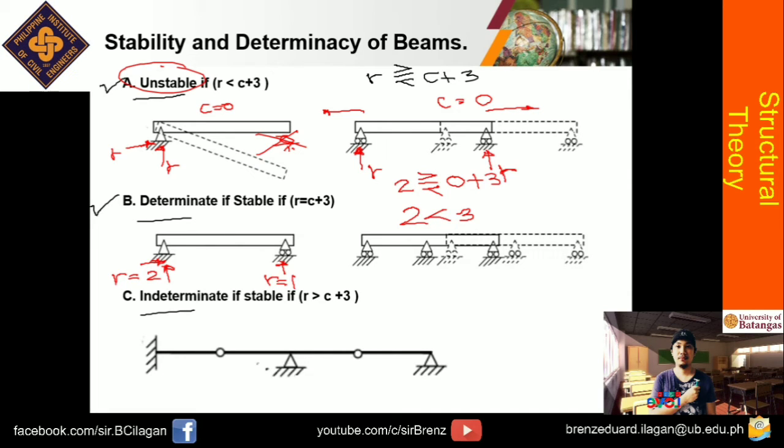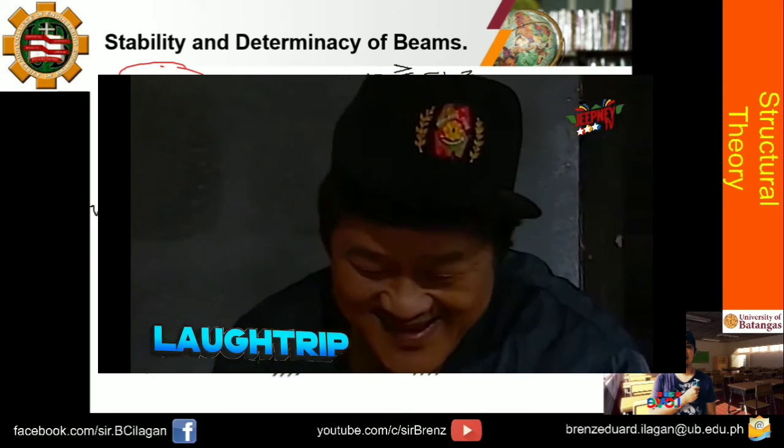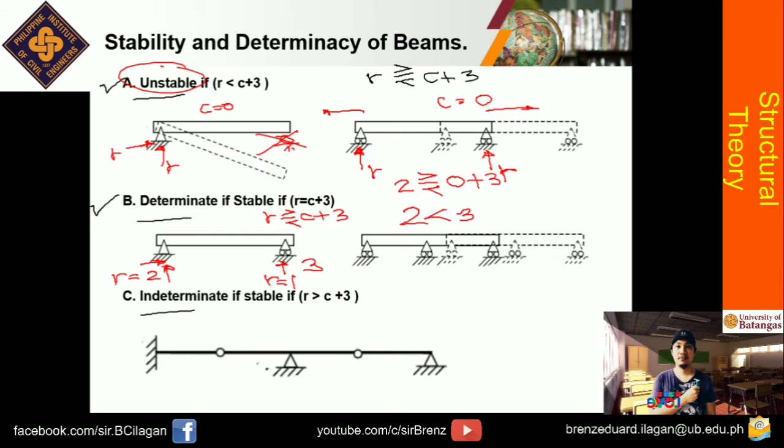So again, by applying the equation R is greater than or equals or less than C plus 3. So ang C natin, as you can see, wala ka naman condition na binigay na meron siyang internal roller or internal hinge. So apply na natin yung equation. So for R, bilangin natin. So isa, dalawa, tatlo. So ito ay 3. So that is greater than, equals, or less than ang condition mo sa 0. Therefore, 3 is equals to 3. So that is considered statically determinate.